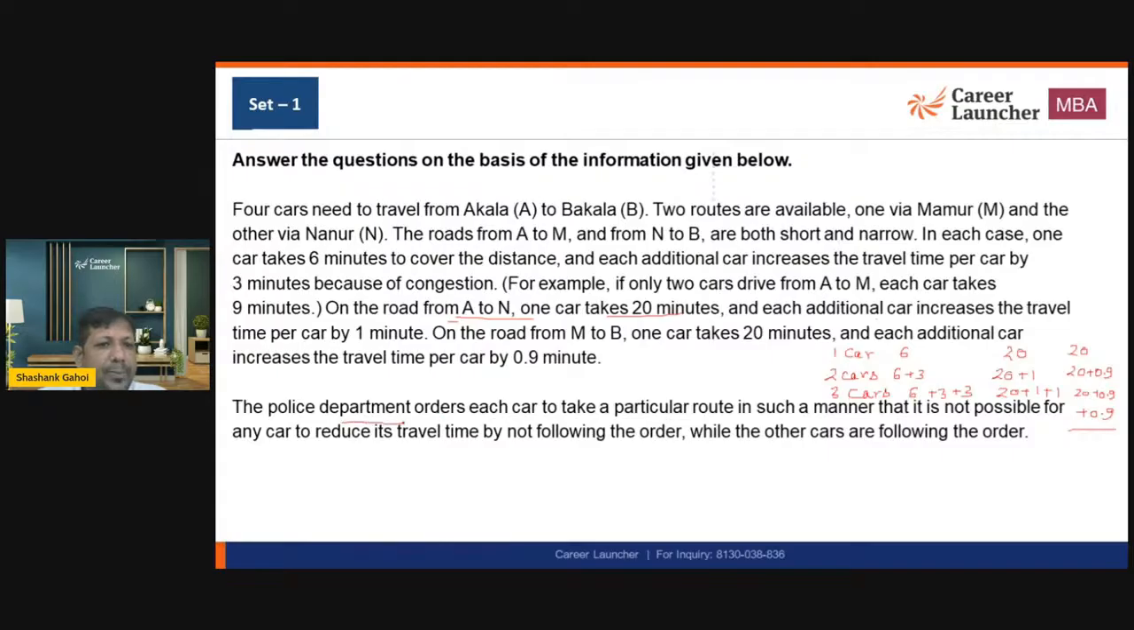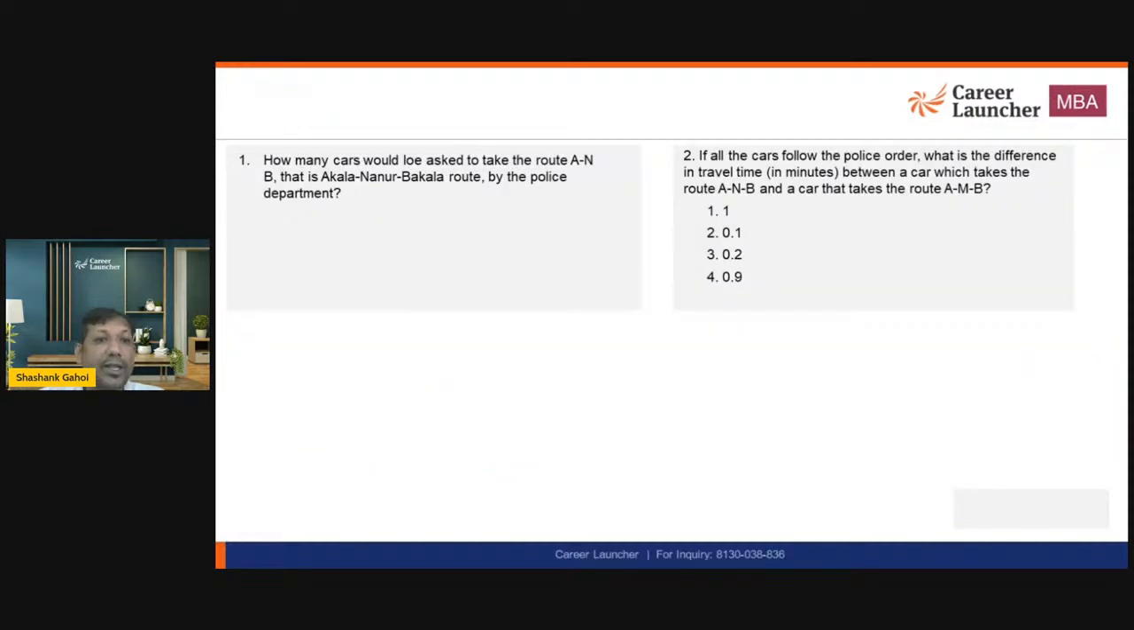Now, the police department orders each car to take a particular route in such a manner that it is not possible for any car to reduce its travel time by not following orders. So the police department is telling people to take this route and your time will be minimized. So basically we are talking about minimizing the time. And what does this path look like? Let me show you. The path looks like this.